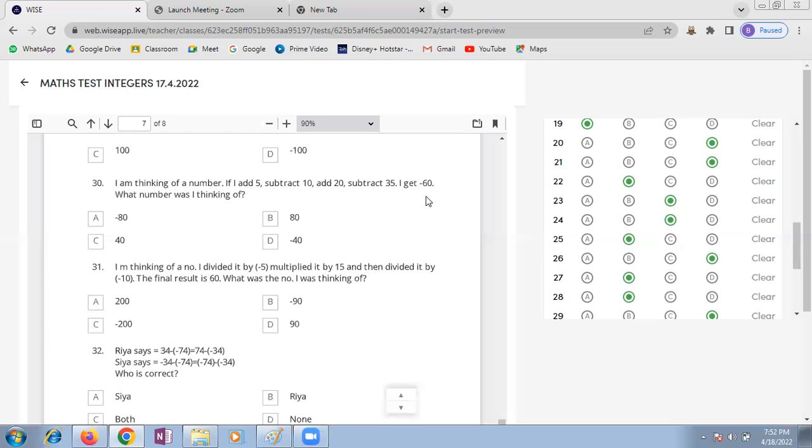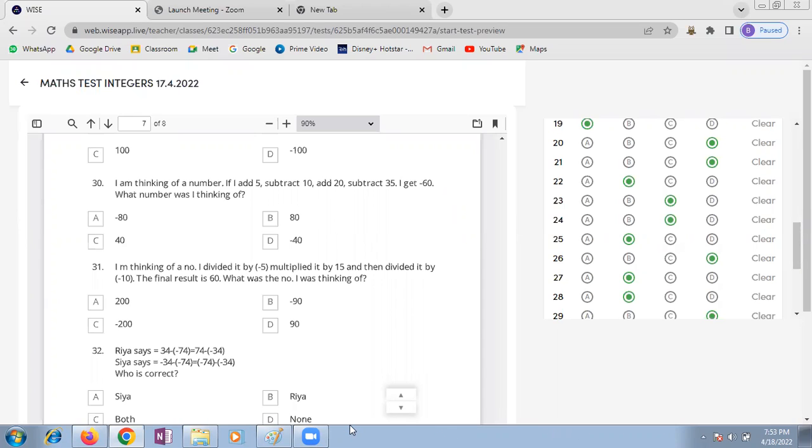First added 5, then subtracted 10. That means minus 5. Then again added 20. Minus 5 plus 20 is plus 15. Plus 15 minus 35 makes minus 20. So x plus minus 20 is equal to minus 60.